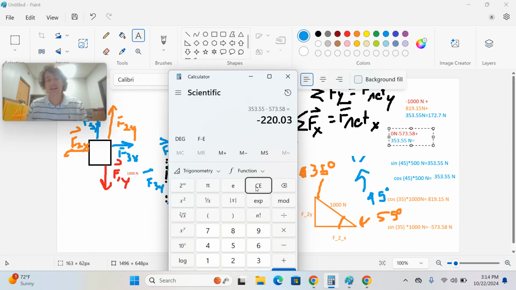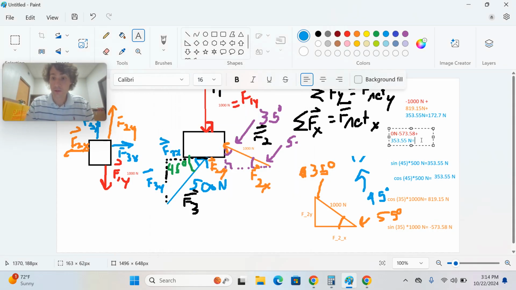All right, 355 minus 573.58. I just flipped it so the negatives work out. Negative 220.03. Negative 220.03 newtons. And hey, that means it's going to the left. Okay.